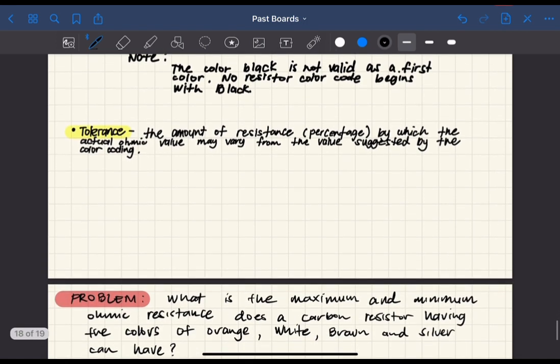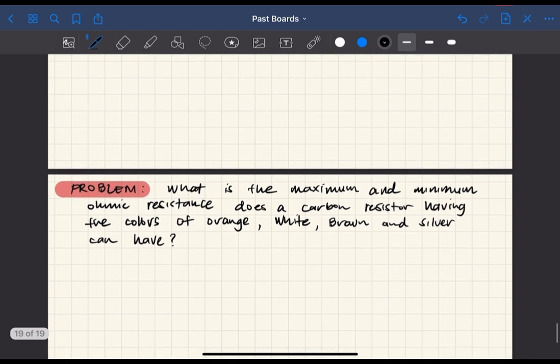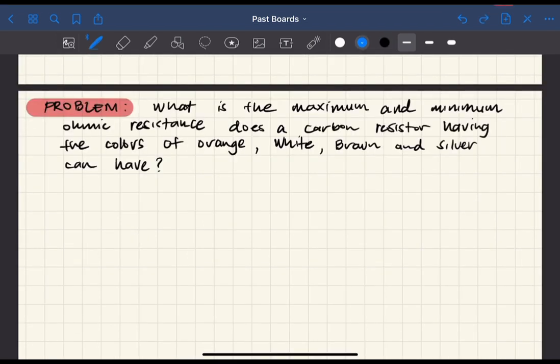And now let's apply this. Let's solve a problem from this topic. What is the maximum and minimum ohmic resistance that a carbon resistor having the colors orange, white, brown, and silver can have? As you can see in this problem, there are only 4 colors, so this is a 4-band resistor. Therefore, the first color, orange, represents the first digit, the second color, white, represents the second digit, the third color represents the multiplier, and lastly, the fourth color represents the tolerance.